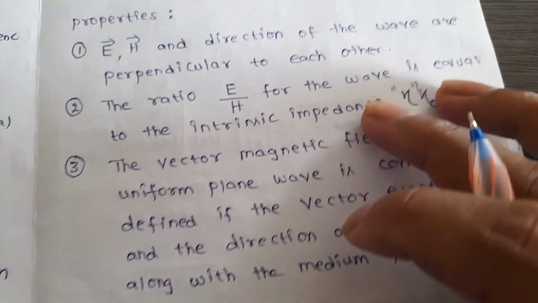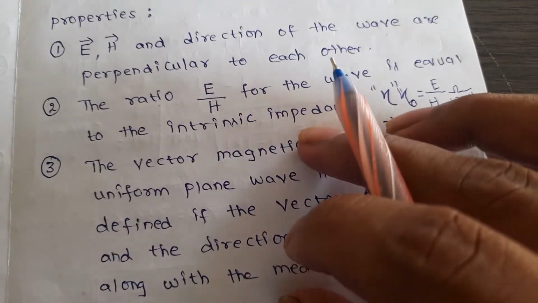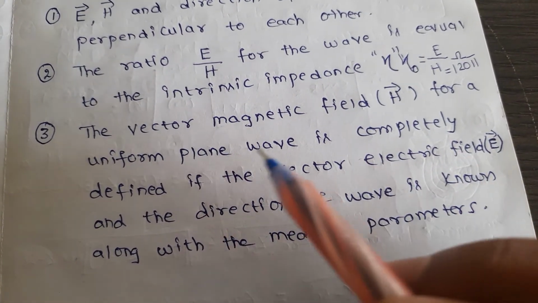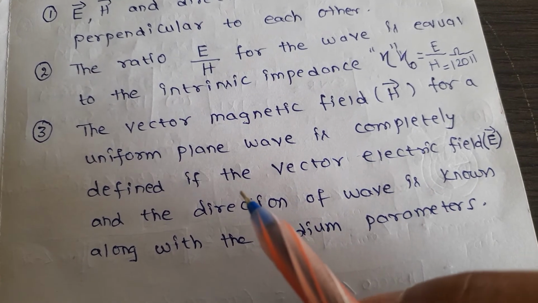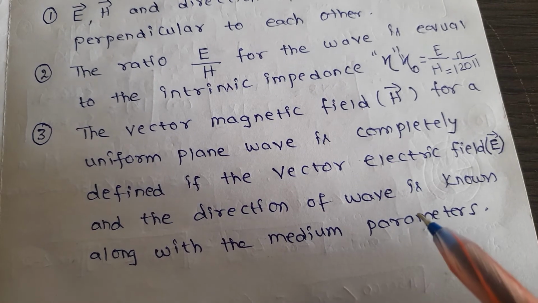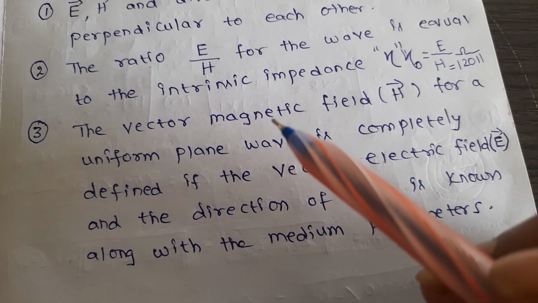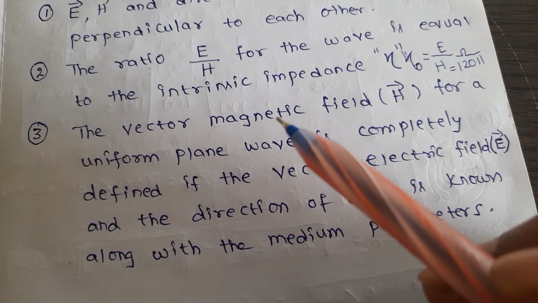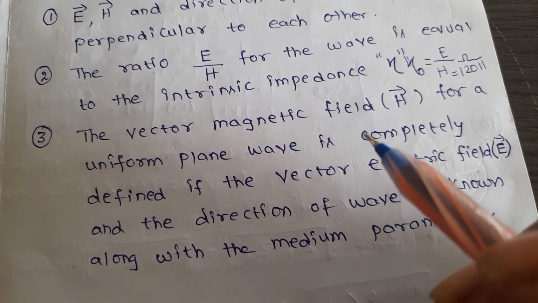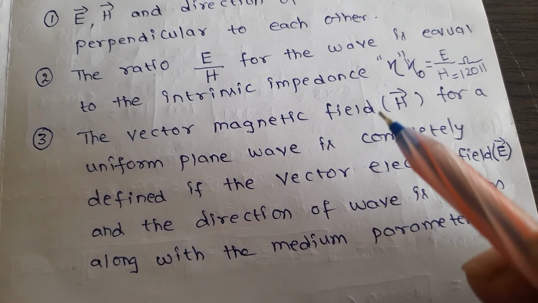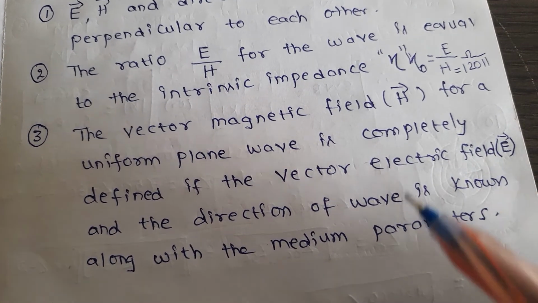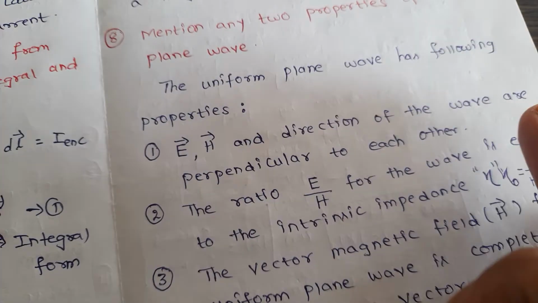Clear? Now the second property. The third property is that the vector magnetic field for a uniform plane wave is completely defined if the vector electric field and the direction of the wave are known along with the medium parameters. That means one of the electromagnetic fields can be determined from the other. If we know the magnetic field and some other parameters, we can determine the electric field, or vice versa. Is it clear? This is question number 8.